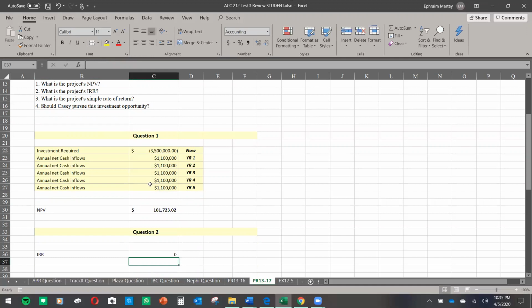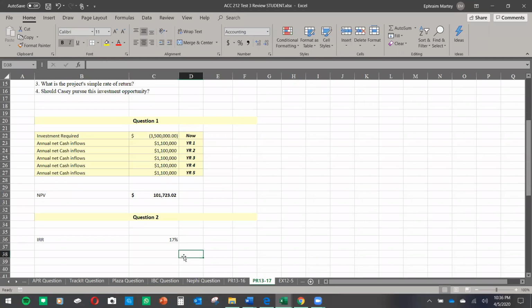What did we do? That did not give us the error. Wow. Actually, that is right. It's just not in percentage. Okay, right. So I changed the formatting. So that's 17%. Or if you want to see the decimal, 17.24 is IRR.